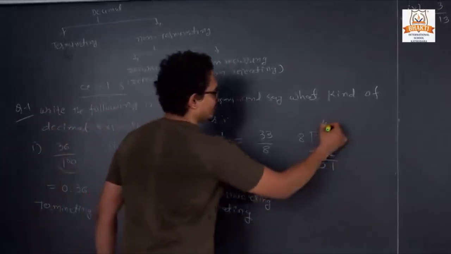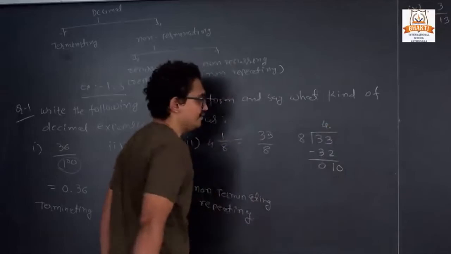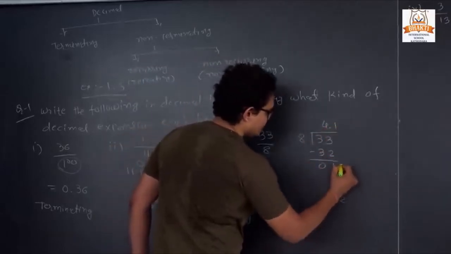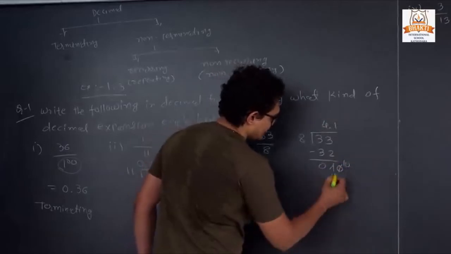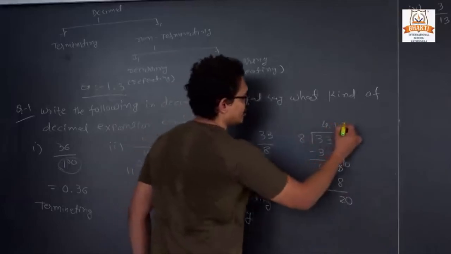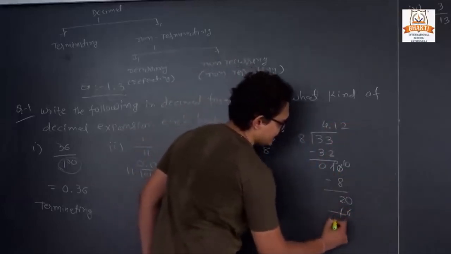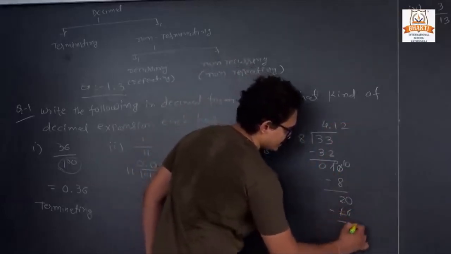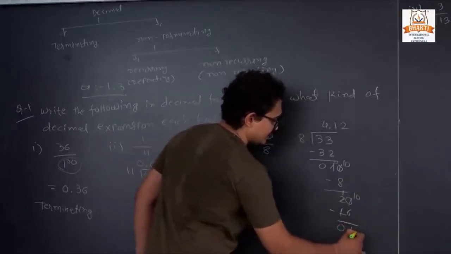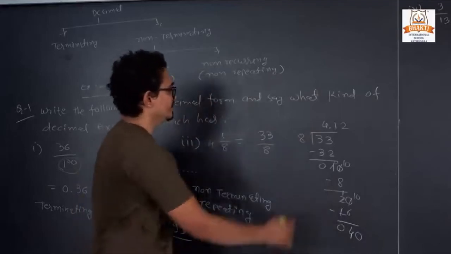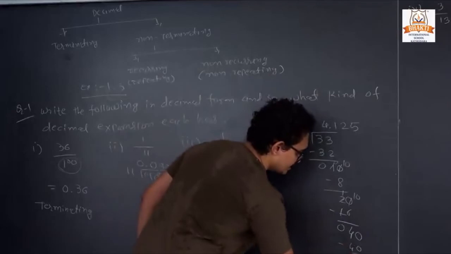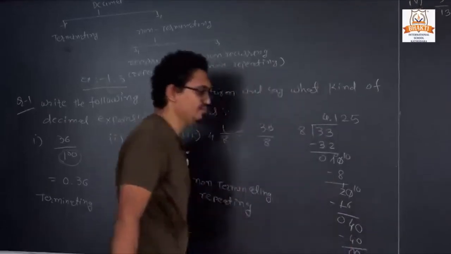Once again we put 0, so here we have a point. Now 8 1s are 8, so we have 2 as our remainder. Next, once again we put 0. So 8 2s are 16, so it will be 4. Once again we put 0. So 8 5s are 40. So now the remainder is 0.